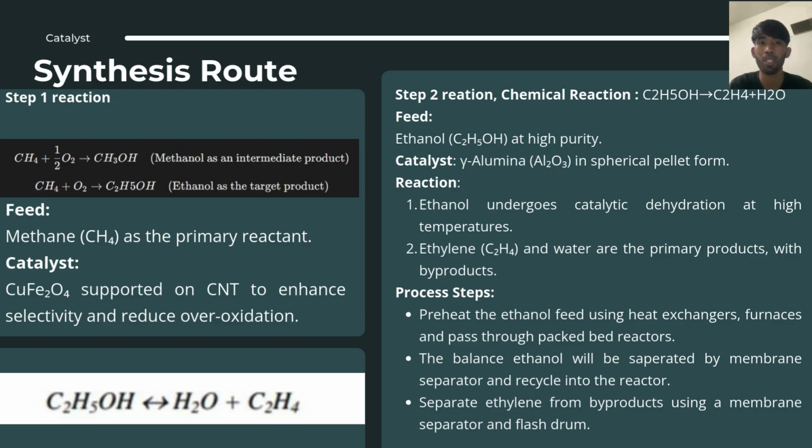For the process steps, we preheat the ethanol feed using a heat exchanger and furnace and pass it through the PBR, packed bed reactor. The balance of ethanol will be separated by a membrane separator and recycled into the reactor, and we separate the ethylene from the byproduct using a membrane separator and flash drum.